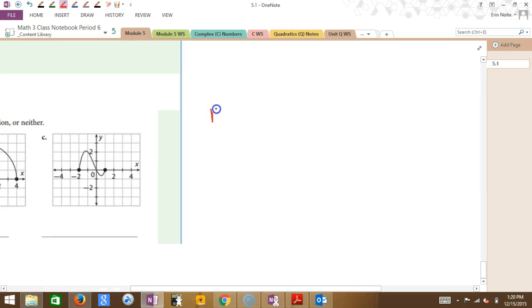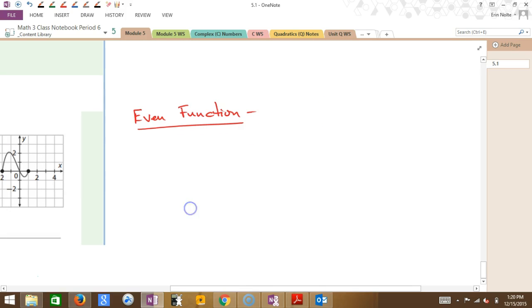Even function. It's like symmetrical. Okay, so an even function is symmetrical over the y-axis. So like a parabola is symmetrical over the y-axis as long as the vertex is on the y-axis, right? If you move it to the right or to the left, it's not.